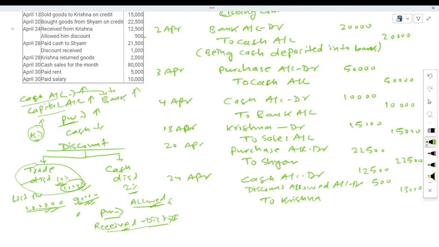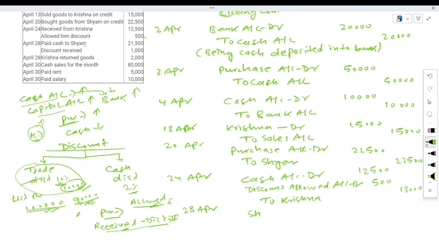Now come to the next transaction. On April 28, paid cash to Shyam. He has purchased goods from Shyam. Now he is paying. How much is he paying? 21,500. How much discount is he receiving? 1,000. So what entry would be passed here? On 28 April we will pass the entry. To whom are you paying?